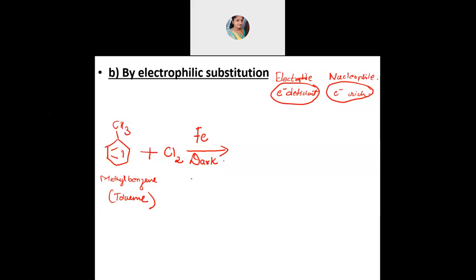And this Fe, few molecules of Fe will react with chlorine. When you take Fe and Cl2, it is not that one Fe and one Cl is present. There will be thousands and millions of molecules of Fe and Cl2. So first this Fe and Cl2 will combine to form FeCl3, which will act as a catalyst here. FeCl3 will help you to generate the electrophile during the reaction.